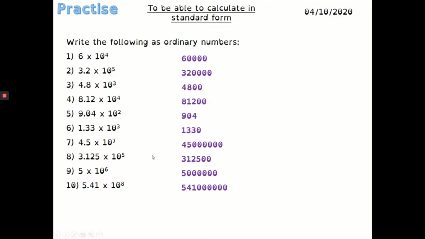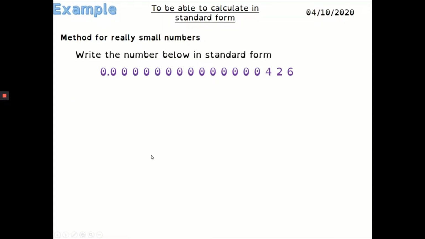Now let's have a look at really small numbers. Say this number, for example. To write this in standard form, I'd still want to use a number between 1 and 10, 4.26. But this time, to get the decimal point from where I've put it to where it should be, it would end up involving a lot of dividing by tens.